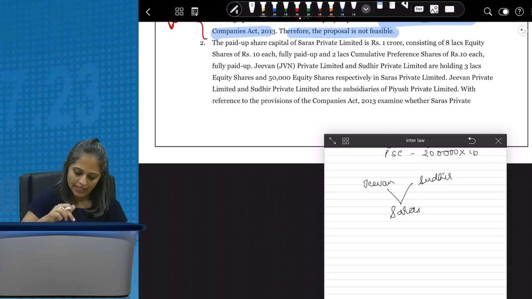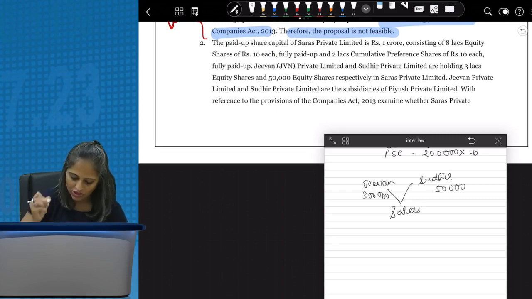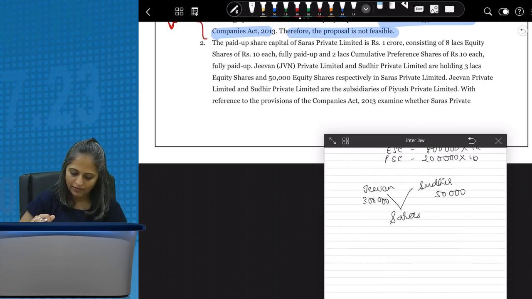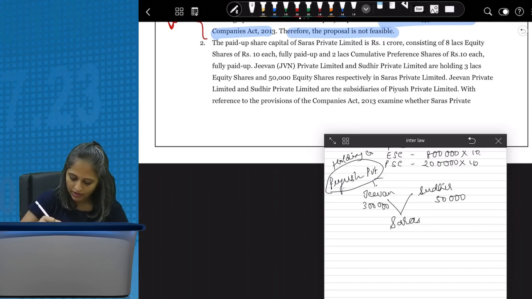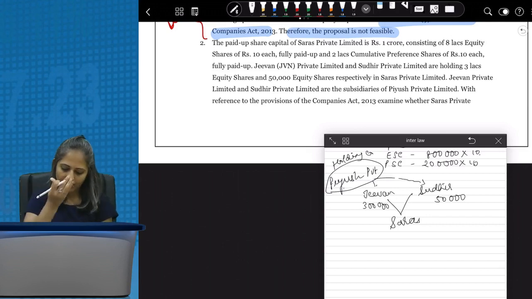Okay. Now they are holding how many shares? They are holding 3 lakh equity shares of 10 each and 50,000 equity shares. Jeevan Private Limited and Sudhir Private Limited are subsidiaries of Piyush Private Limited. So Piyush Private Limited is the holding company for these two companies, correct?